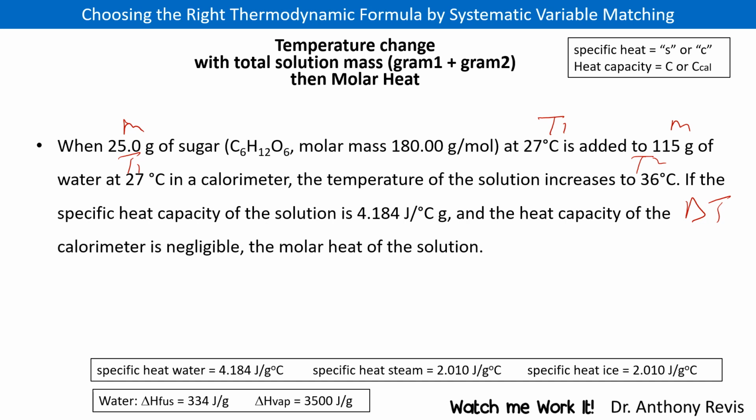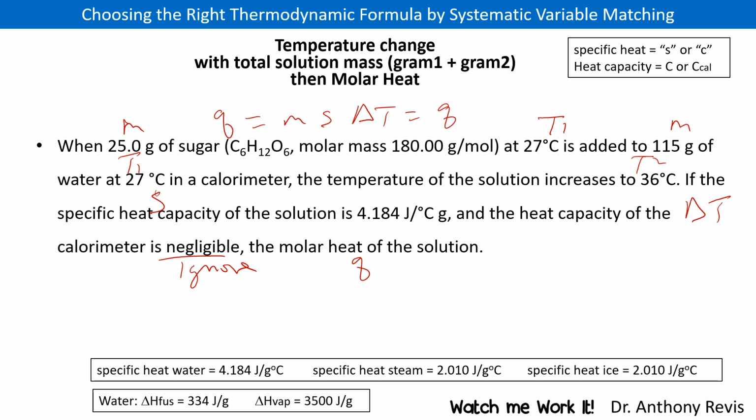It's a specific heat capacity. There's my S, and the heat capacity of the calorimeter is negligible, which means I can ignore the calorimeter value. Calculate the molar heat. I look for Q. So there we have it. We'll use Q equals MS delta T, and I'll get a Q value. All right, so this is Q.